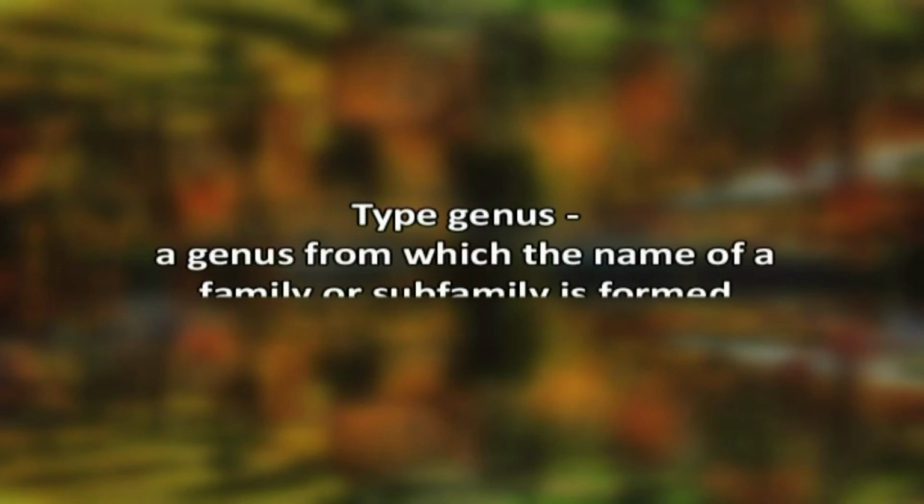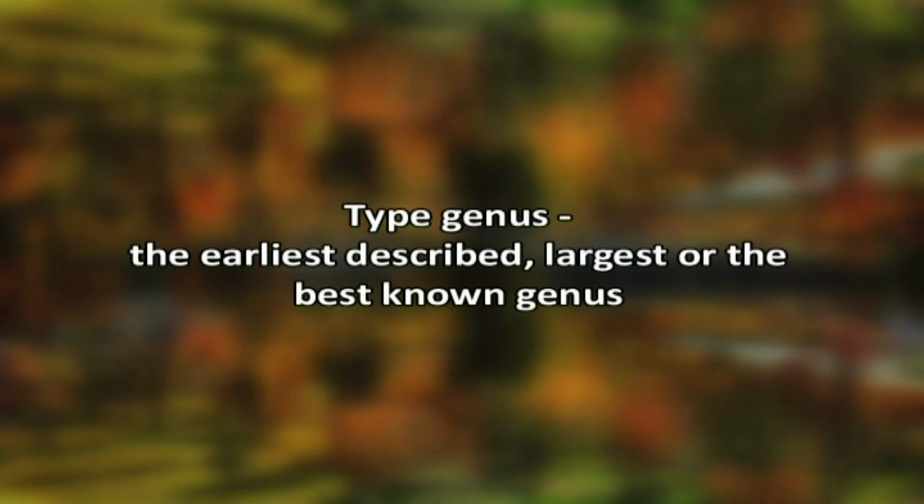Now, we discuss type genus. A type genus is that genus from which the name of the family or subfamily is formed. As with the type species, the type genus is not necessarily the most representative, but is usually the earliest described, largest or the best known genus. It is not uncommon for the name of a family to be based upon the name of a type genus that has passed into synonymy. The family name does not need to be changed in such a situation.